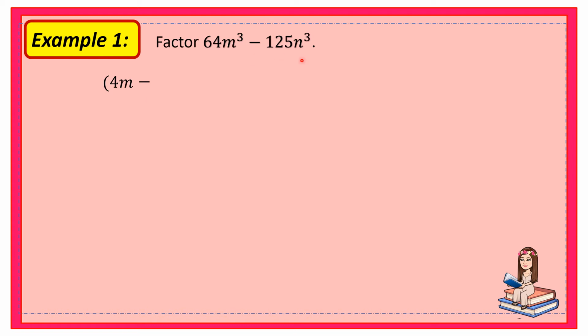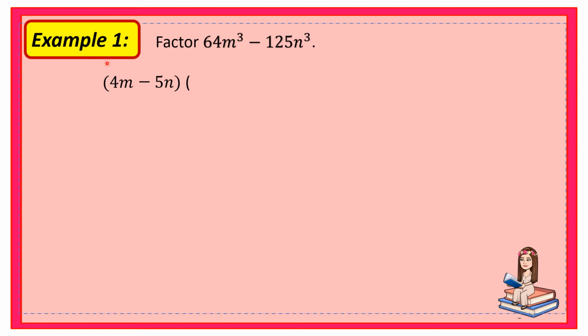Then, we get the cube root of the second term. The cube root of 125 is 5, and the cube root of n cubed is n. So we have 5n. Now, after getting the cube roots of the first and the second term, we get the other factor. So, the first factor will be like this.